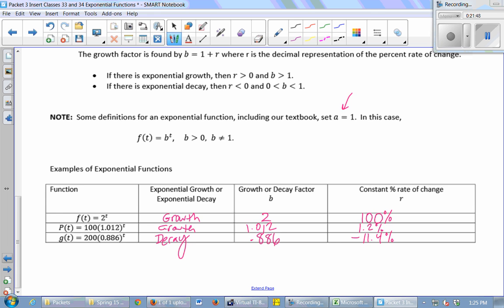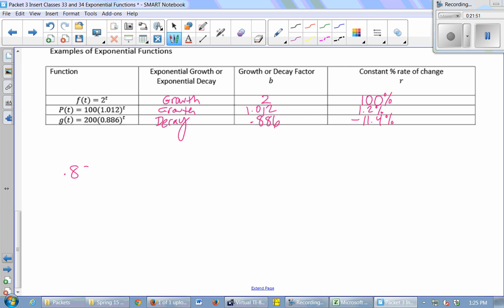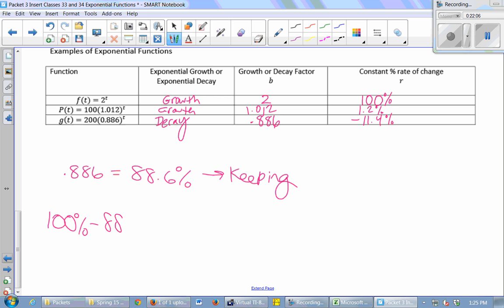So think of 0.886 as corresponding to 88.6%. This is the amount we are keeping. So we take 100%, subtract what we get to keep, and you end up with 11.4%, and that's how much you lose. You start with 100% of stuff, you get to keep 88.6% of it, so that means you are losing 11.4% of it.